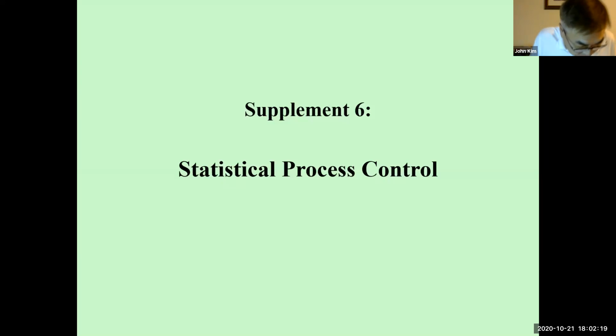Okay, today we will cover two chapters, supplement 6 and 7. First, in the supplement chapter is statistical process control.